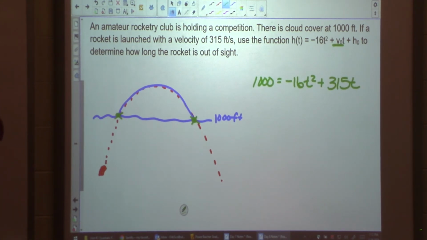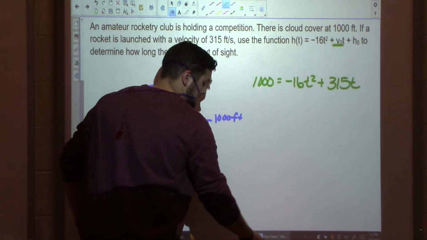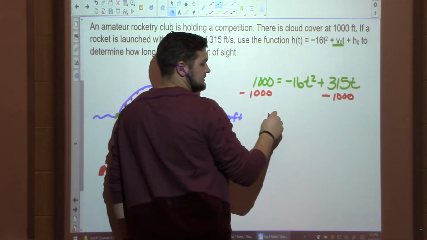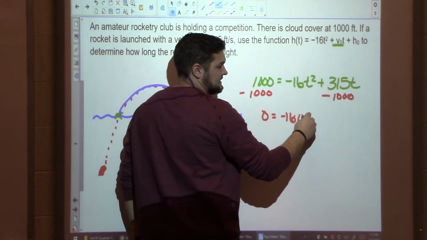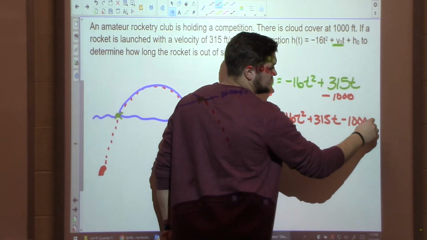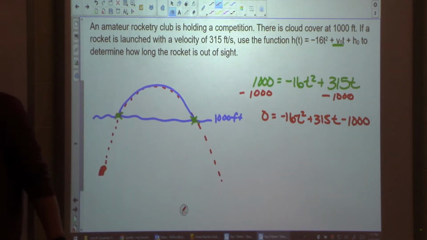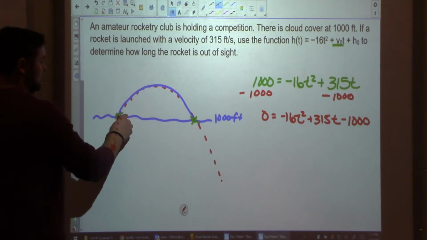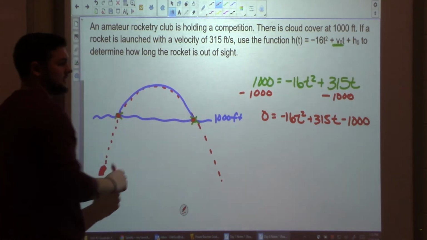So, how should we solve this? How can we go about solving for t? We're going to use the quadratic formula. Before I can do that, what needs to happen? It needs to equal 0. So I'm going to subtract 1,000. 0 equals negative 16t squared plus 315t minus 1,000. Now that I have it in standard form, equal to 0, I can solve for t, and it should give me my two points of how long it takes to get there.